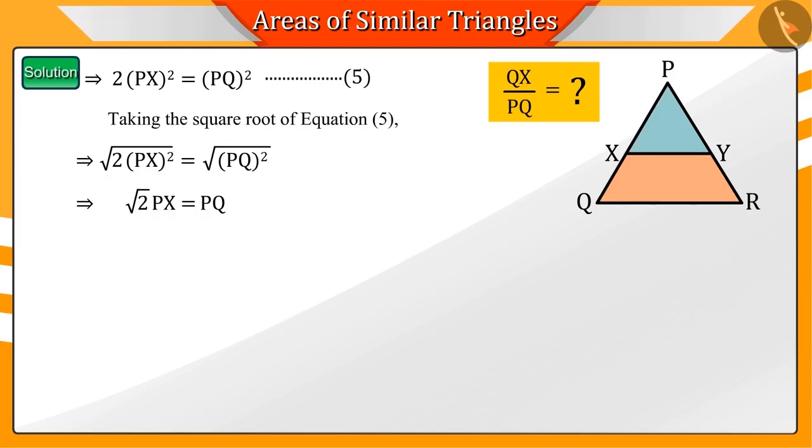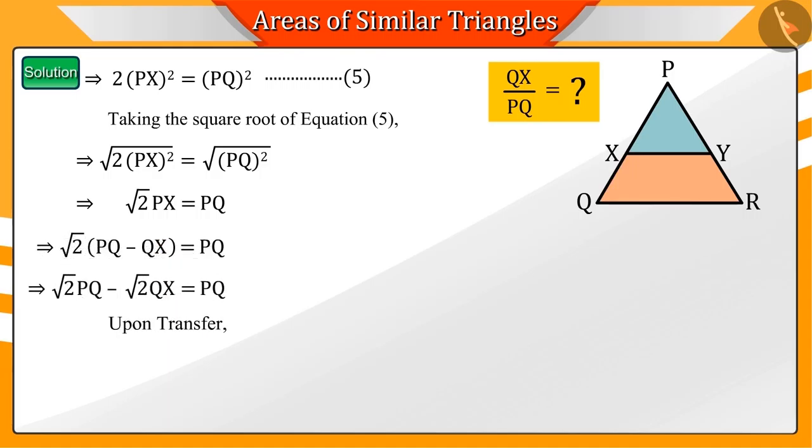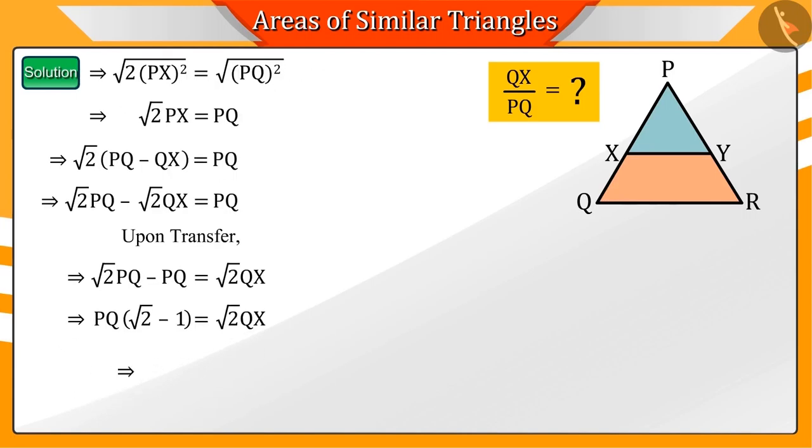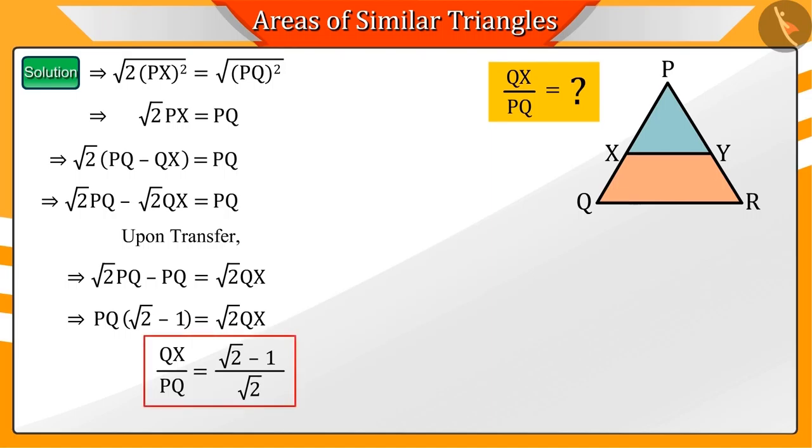Since we have to find the value of QX by PQ, can you tell us how we will write the segment PX? Correct answer. Segment PX can be written as PQ minus QX. On solving this, we can say that the value of QX by PQ is obtained as the square root of 2 minus 1 upon the square root of 2.